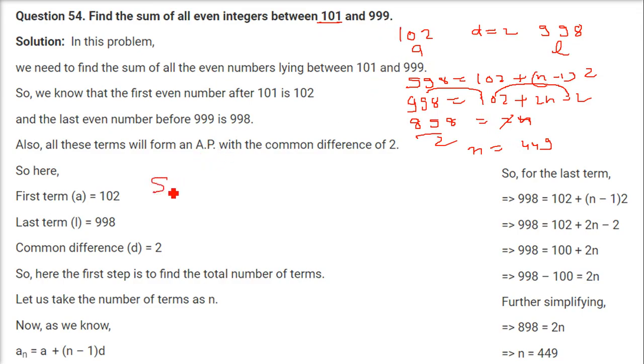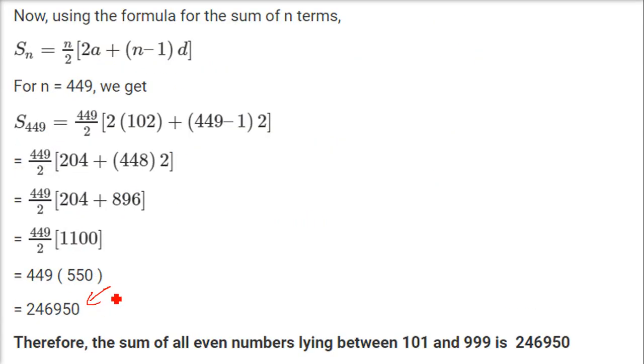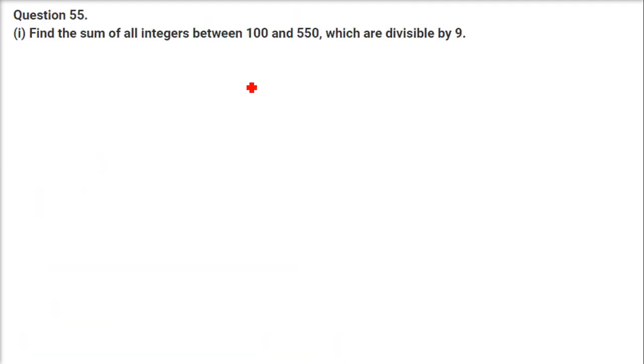In order to find the sum, Sn will be equal to n by 2, 449 by 2, times 2a, where a is 102, plus n minus 1, 449 minus 1 is 448, into d, which is 2, the common difference. So we have to solve this, and the result will be 246950. I hope you will be able to do it, right? Because the main thing is to make the expression, then there is only plus, minus and division going on.